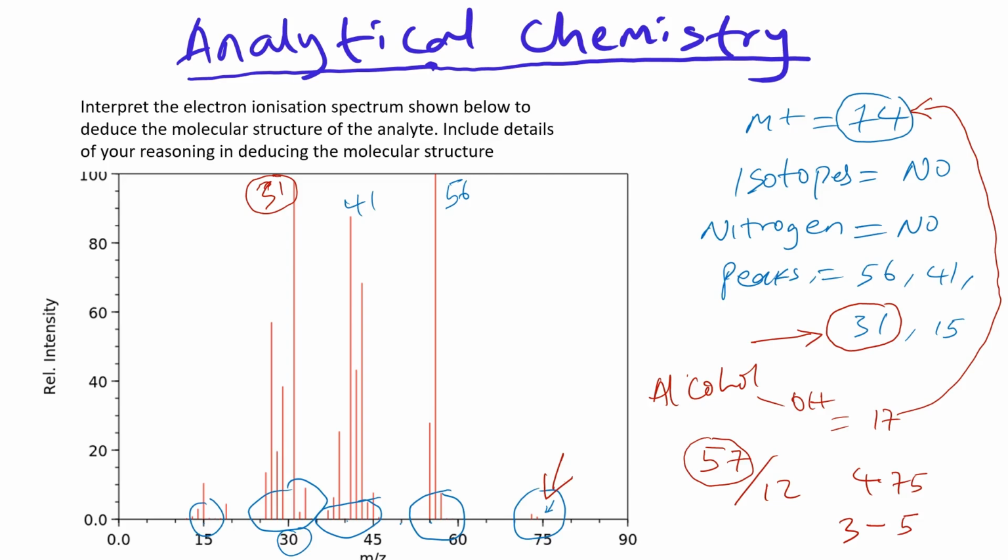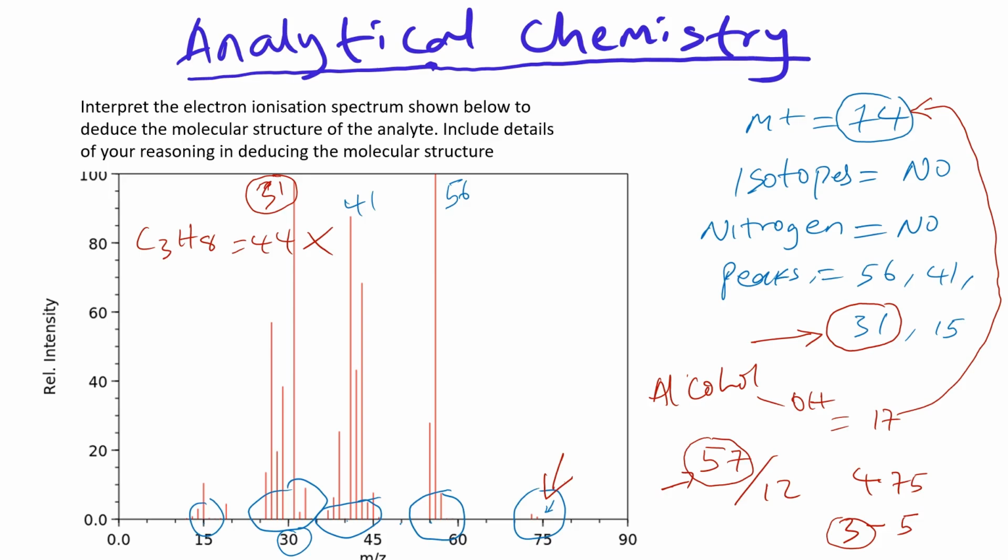I'll work out alkanes that have 3 carbon atoms and check the value we get, and then compare that with 57. So which alkane has 3 carbon atoms? We have propane. Propane is C3H8, and C3H8 will give us 12 times 3 plus 8, which is 44. So 44 is not what we are looking for, and so propane is not the compound.